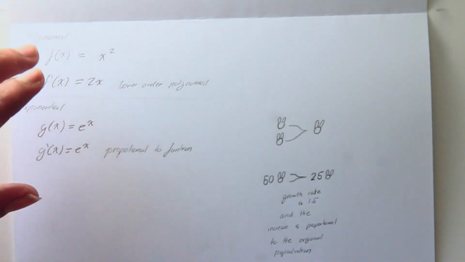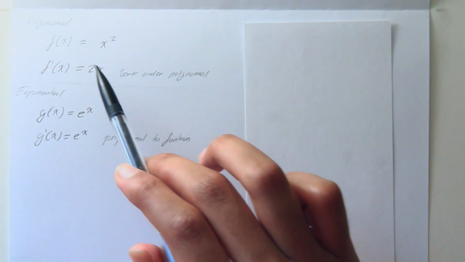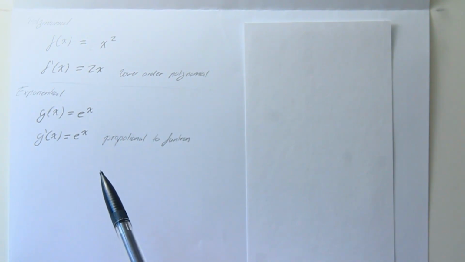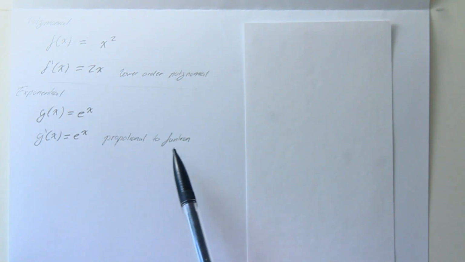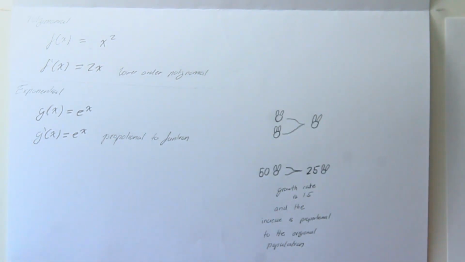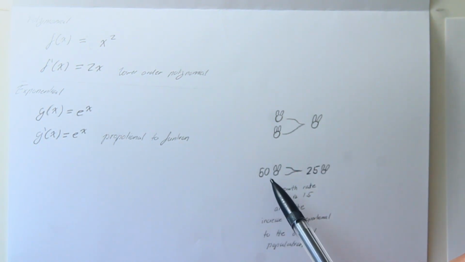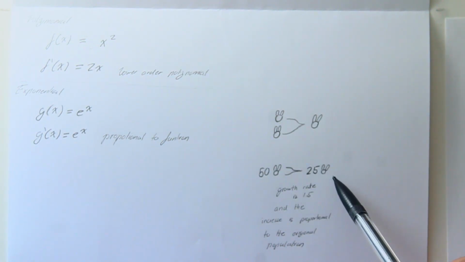Previously with polynomials, we saw that when we find the derivative of a polynomial, it's always going to be a lower order polynomial. But with exponentials, it's a little bit different. We find that the derivative is always going to be proportional to the original function. So we can think of it using the idea of population growth, since it's exponential growth. If we have 2 bunnies creating 1 bunny, and we have 50 bunnies in the original population, we're going to get an increase of 25 bunnies.